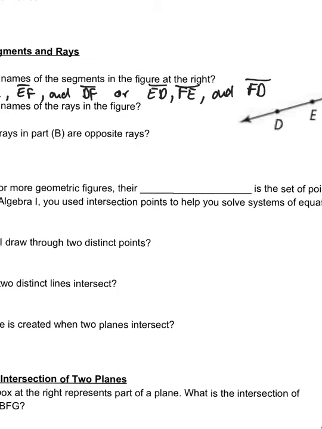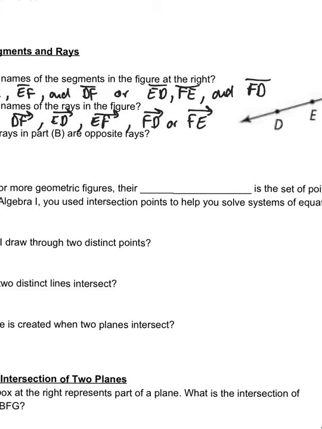All right, so here we have part B, and it says, what are the names of the rays in this figure? On some of these, we will have the same ray, but we can name it different ways. So we have DE or DF, because D is the endpoint, and then E and F are another point that lie on that line, okay? And then we have ED, EF, FD, or FE.